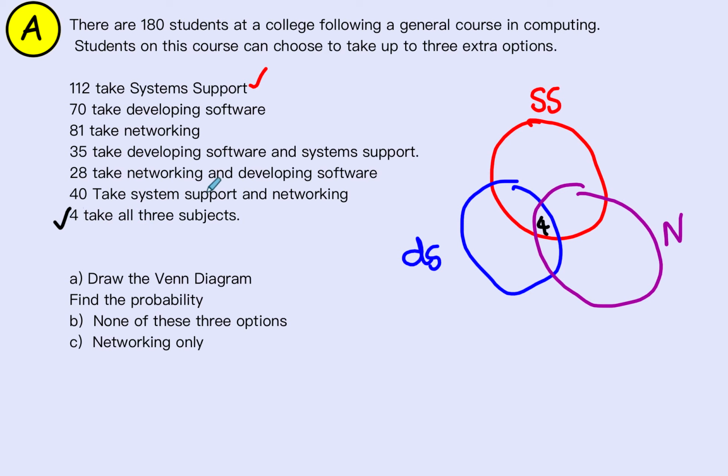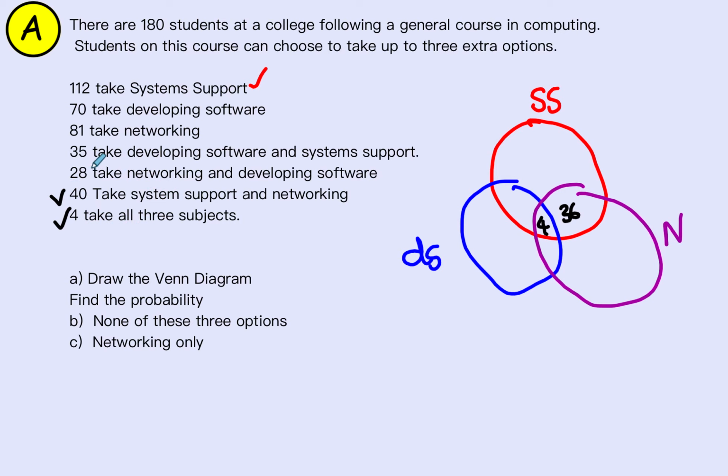40 take up system support and networking. So if we are only looking at system support and networking, it is this overlap here. So it's only the overlap of 2 subjects, and that's 40 students. So if I know this whole space represents 40 students, I've got to remove this bit to allow me to work out how many lie in this region of our Venn diagram. So that's 36. All I did was 40, take away the 4, which gives me this 36.